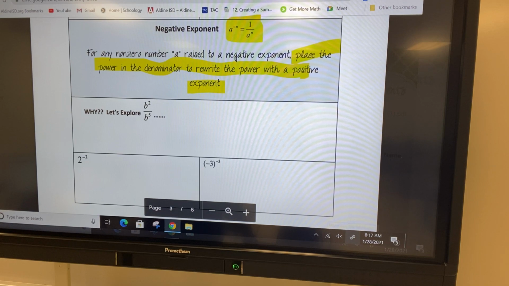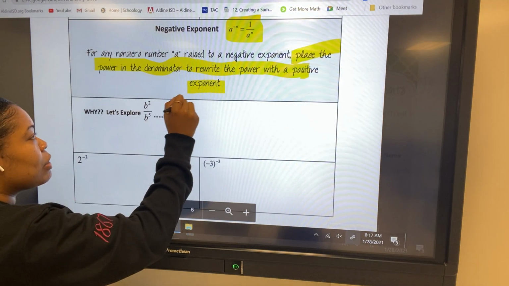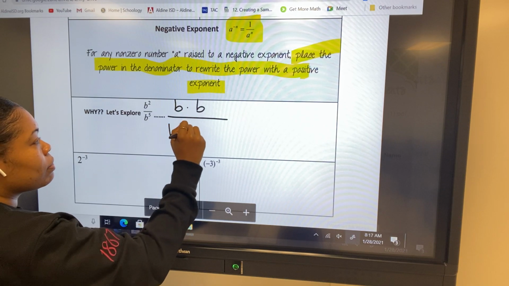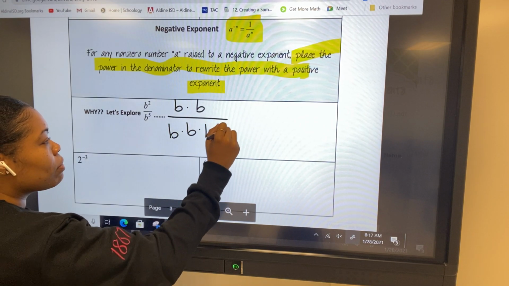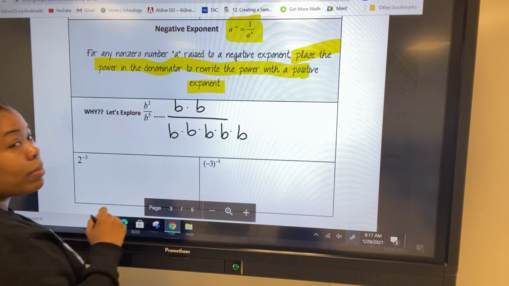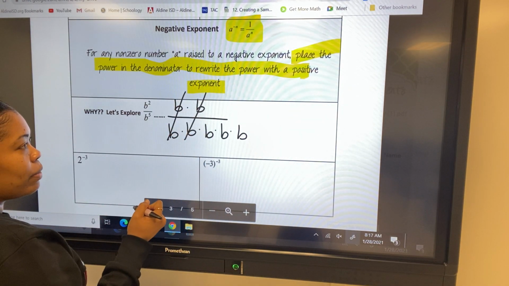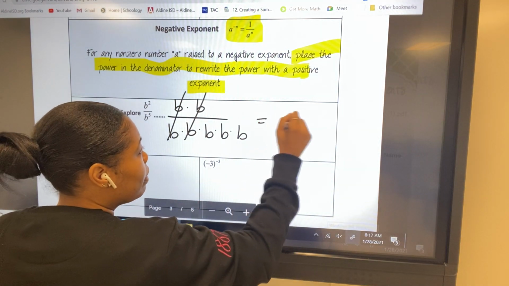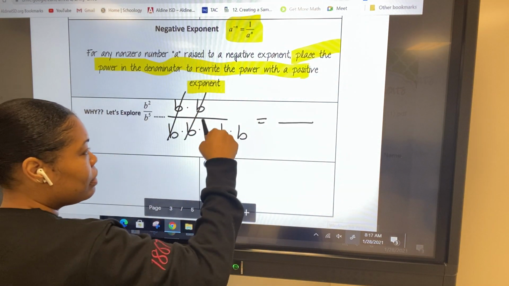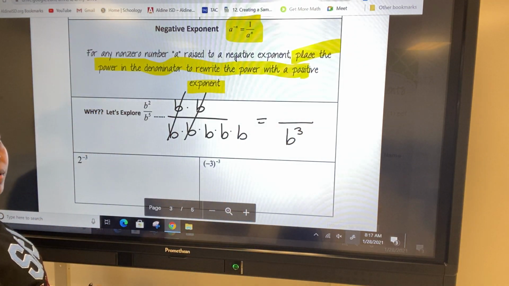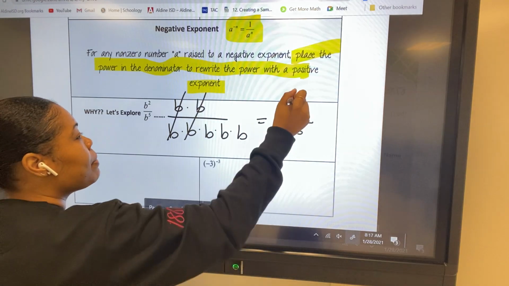The reason this is, again, if we take that quotient rule and we were to expand this, this would be 2 b's on top and 5 b's on the denominator. And so what's going to happen is these are going to cancel out. And so what we're going to be left with on the bottom is b times b times b, which is b cubed, and then there's nothing left on top, so we put a 1.